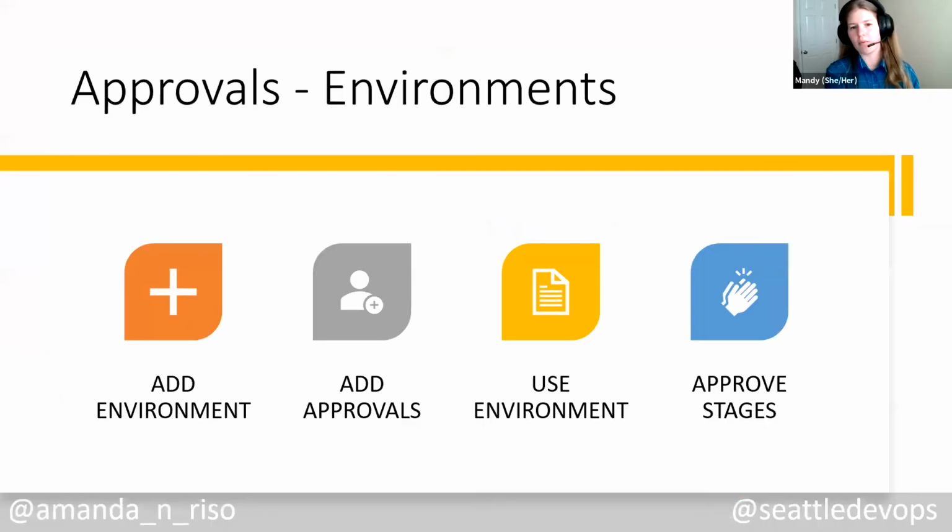Approvals. I wanted approvals to get, like I said, its own little set of time because the documentation really is lacking in this case. It really focuses on Kubernetes and VM resources, and the documentation almost makes it seem like you have to have a resource in order to have approval, but that's just not true. So I'm going to walk you through how to add an environment, add approvals, use the environment in the templates and in the pipeline definition file, and then how to approve the stages.